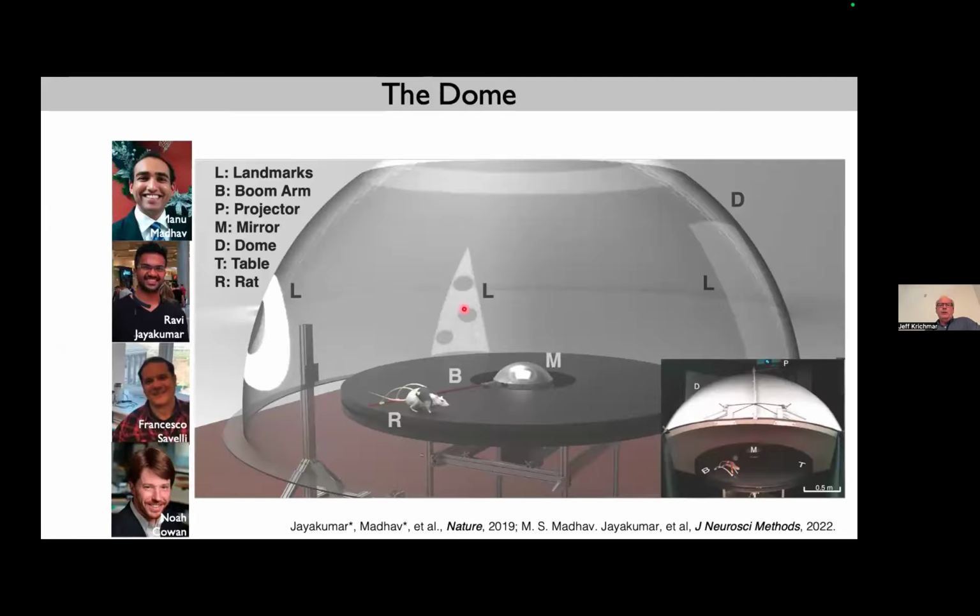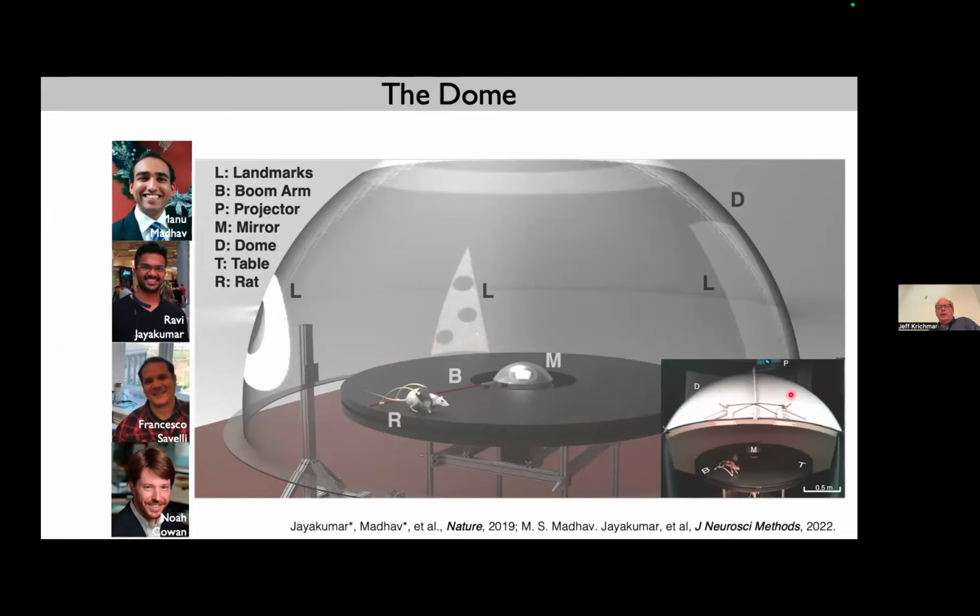So in order to test that, we developed this apparatus we call the dome. On the left are the folks who did all this work, Manu Madhav, Ravi Jayakumar, Francesca Savelli, and Noah Cowan, who just arrived and has been a collaborator for many years now. We've done some great work together. What the dome is, it's a virtual reality apparatus in which the animal actually physically moves through the world. He's tethered to a boom arm.